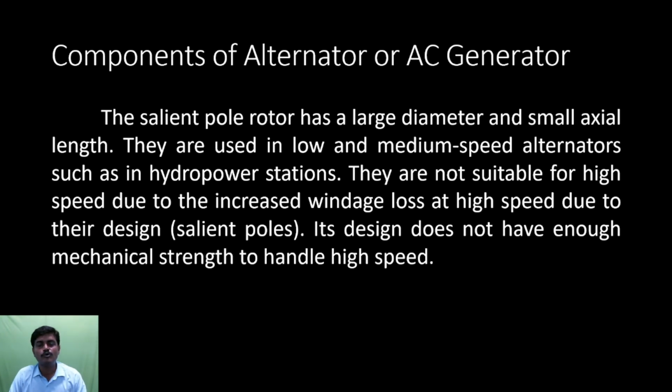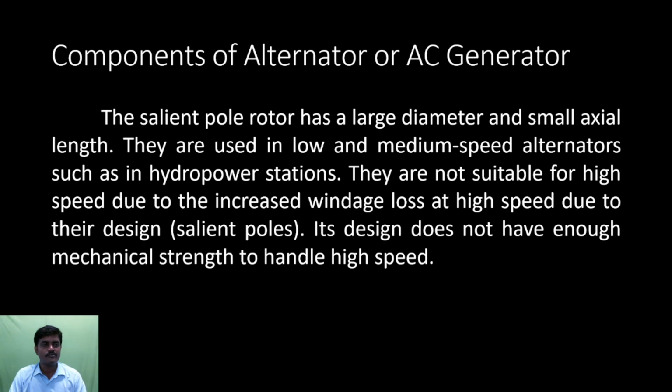Then the salient pole rotor has a large diameter. That is the main thing. We are having two different kinds of rotors, one salient pole type and one non-salient pole type. In the salient pole type, the diameter of the rotor is larger than the smooth cylindrical type.